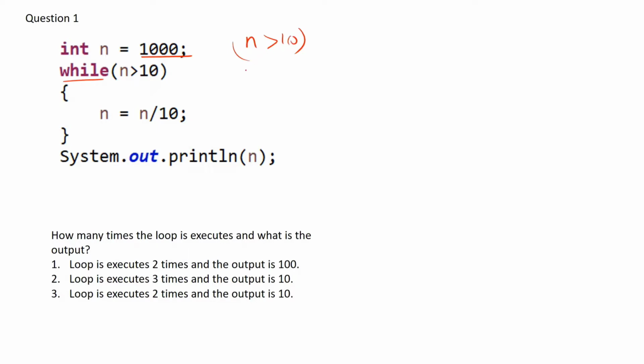So here we can see that as value of n is 1000, so the condition is true. So the moment condition becomes true, we will enter this particular while loop. So guys, here we can see that in this particular question, they have asked how many times the loop executes and what is the output.